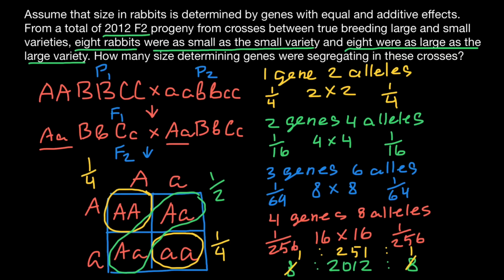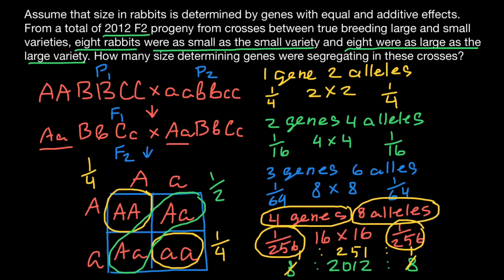We have found that if we have extreme phenotypes as 1 out of 256, we have a model with 4 genes. So 4 genes and 8 alleles.